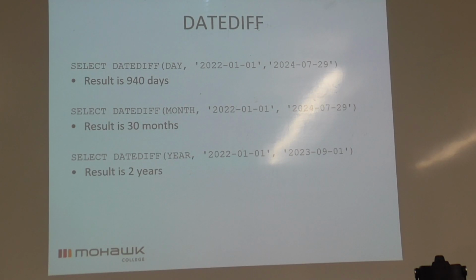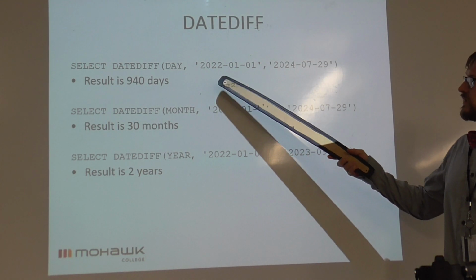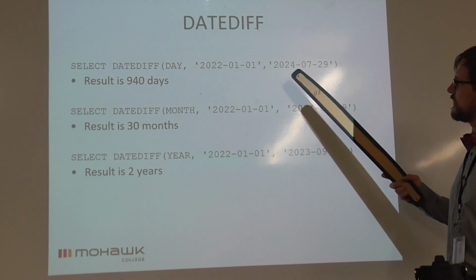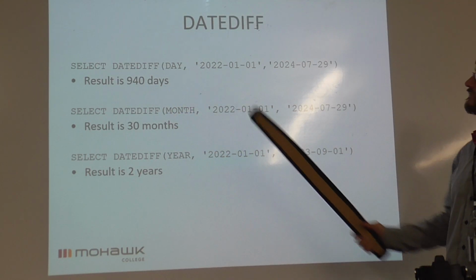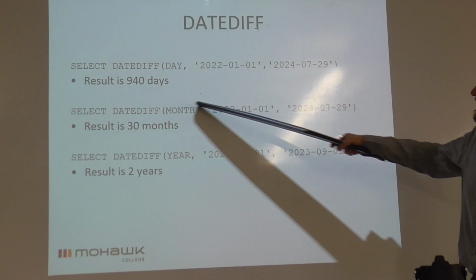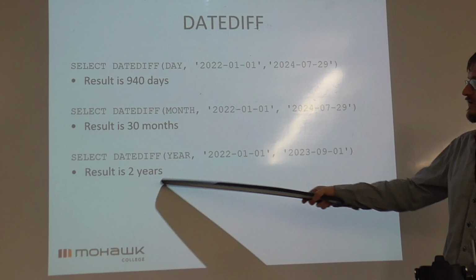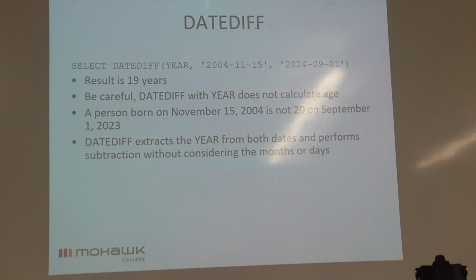For example, difference in days between January 1st, 2022, and July 29th, 2024: 940 days, although it felt a lot longer than that. Date diff 2022, in months, 30 months. In years, it's 2 years, same dates. So here's one thing to note. It's rounding down. Okay, that's what I was gonna ask. Yeah. It's taking the floor of this.